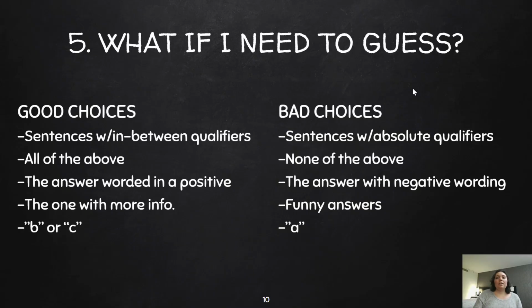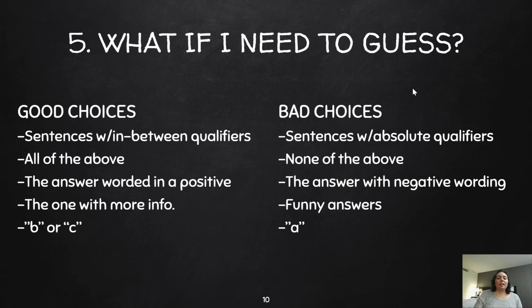Okay. So, what if you need to guess on an objective test? What are some good choices to guess with? Sentences that have in-between qualifiers. We've already talked about that one. A lot of the times, if there is an all of the above option, usually it's there because that's the right answer. So if you have to guess and you really don't know, go with that one.